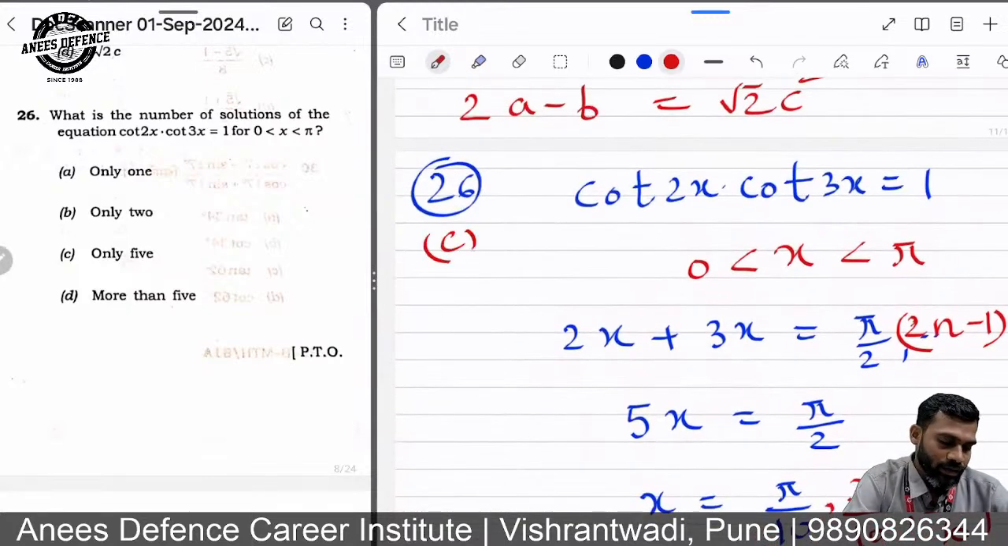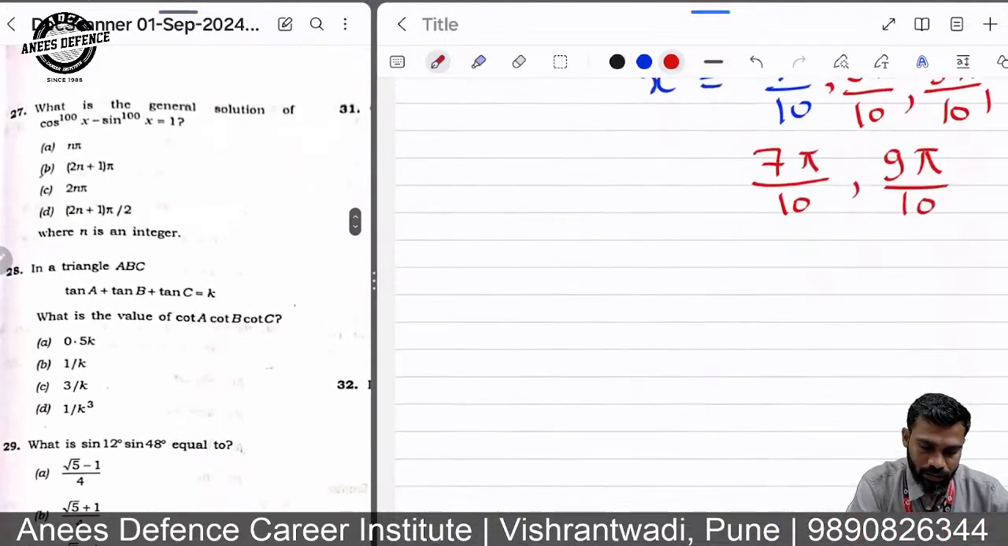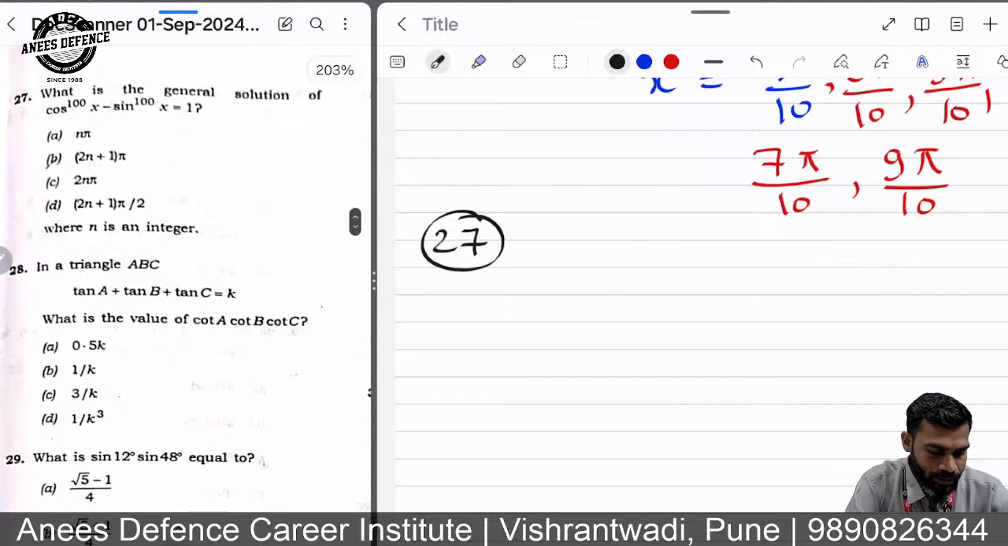So C is the right answer. Let us move to the next question. This is a very good question, number 27. So what is given in the question?